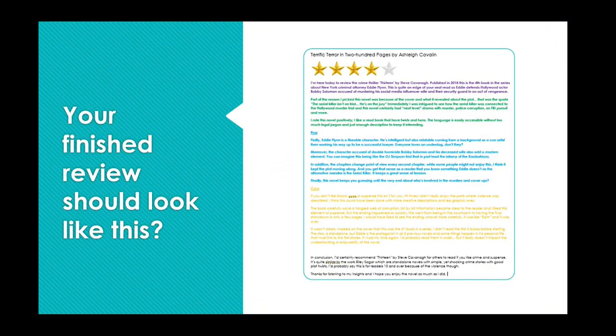So your finished review should look something like this. See how I've color-coded the different elements to make sure I've done everything correctly. I've got a summary in purple, I've got my initial reactions in green, the strengths in blue, the weaknesses in yellow, and my short conclusion at the bottom. It's paragraphed and set out neatly. If you would like to use subheadings, that is also okay.